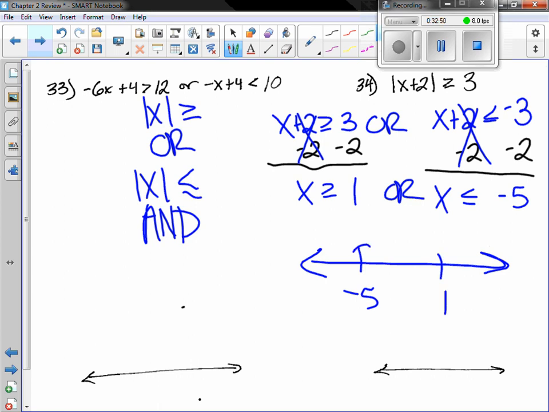Negative 5 and 1. Now, both of these circles are going to be filled in because it is equal to on both of them. Here it's saying x is greater than or equal to 1, so at 1 we'd be shading to the right. The other one is saying x is less than or equal to negative 5, so at this point here we would be shading to the left. And that's all we would need to do for this one. Are there any questions on this? Any question on anything we've done so far?